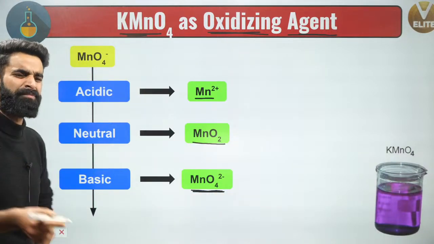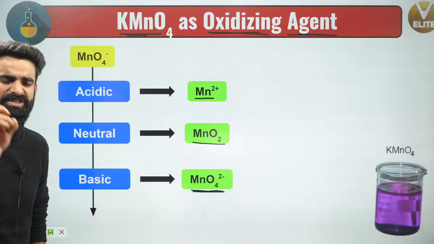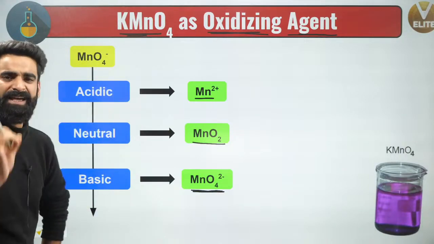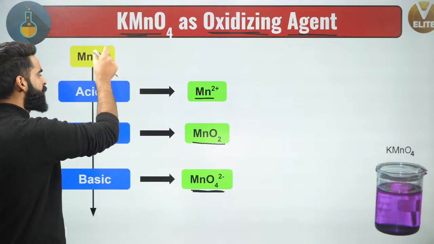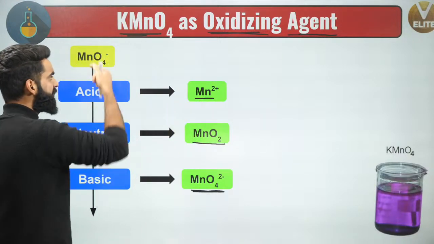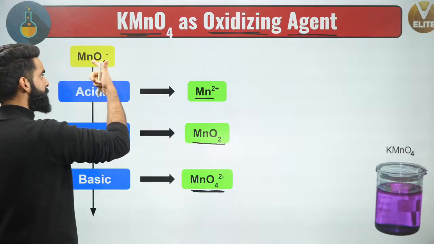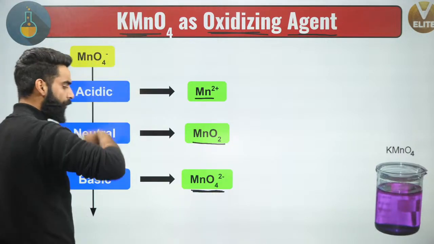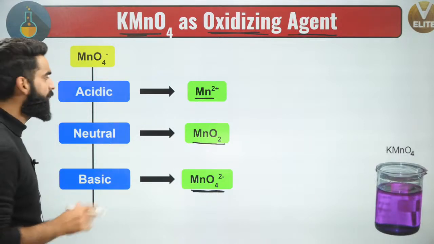You are not supposed to remember in which medium MnO4 gets converted to what. No need to remember that. I just want you to remember its n factor right here. Remember, first of all, MnO4 negative, or we say KMnO4, in the acidic medium gets converted to Mn di positive. In the neutral medium, MnO4 negative gets converted to MnO2, and in the basic medium, it gets converted to MnO4 di negative. Now people understand.